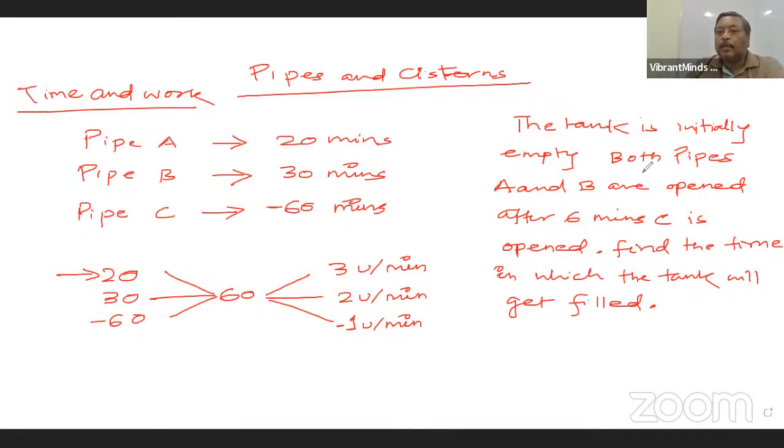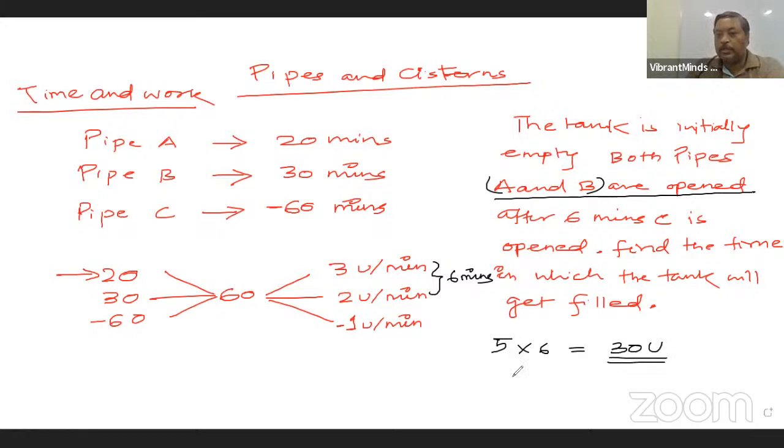Now go to the question. A and B are opened first, and after 6 minutes C is opened. So C will come into the picture after 6 minutes. Initially for 6 minutes, these two are working. Combined efficiency is 3 plus 2, 5. 5 into 6 is 30. So 30 units of the work are complete out of 60 units. 60 minus 30, so 30 units remain.